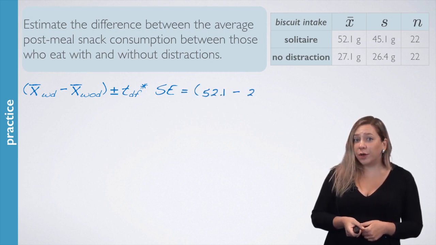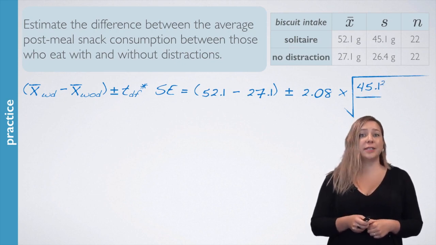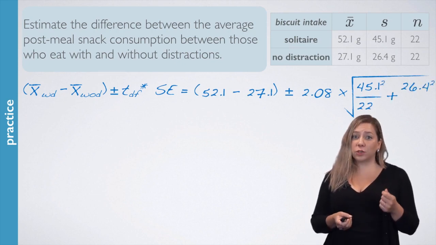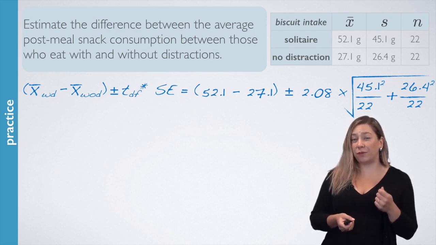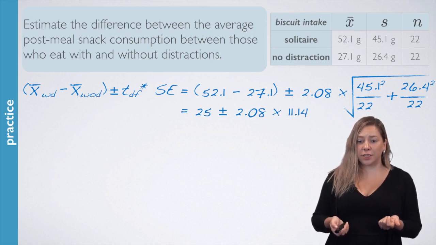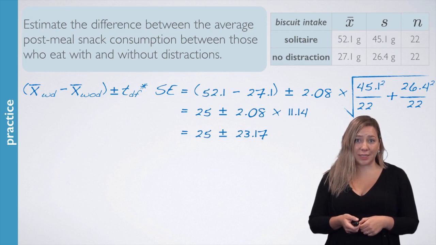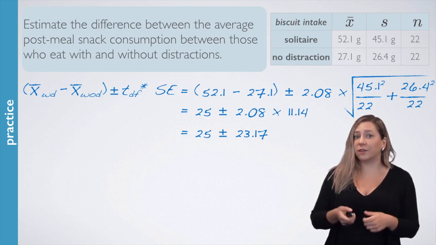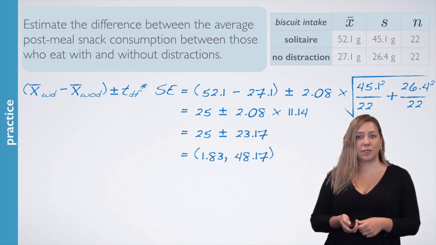This is 52.1 minus 27.1 plus or minus 2.08 times the square root of 45.1 squared over 22 plus 26.4 squared over 22, which yields a standard error estimate of 11.14 and a margin of error of 23.17 grams. The confidence interval is then 1.83 to 48.17 grams.